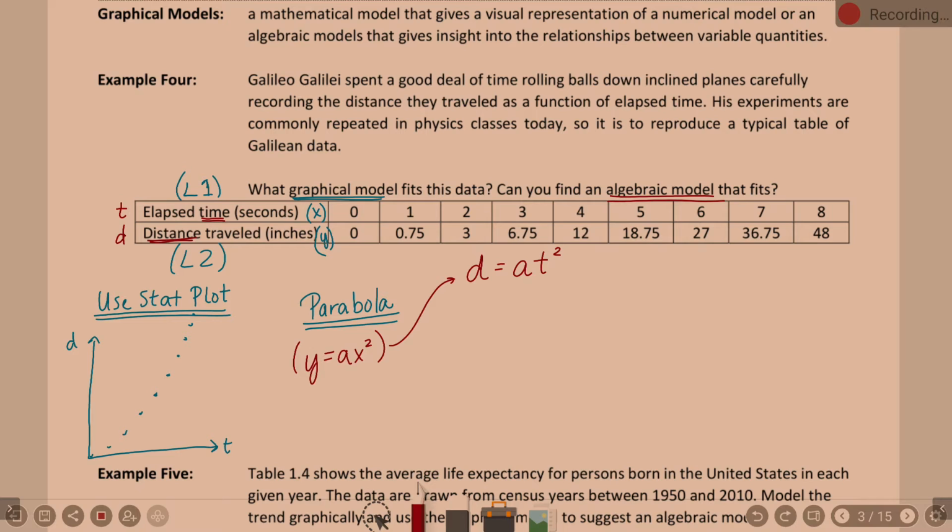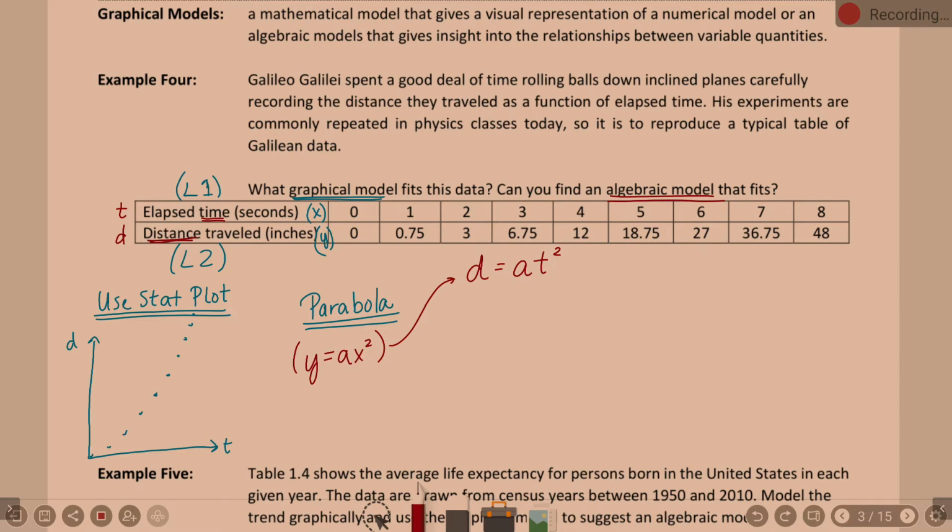Now, here's the key. I need to know what a is. I need to know that a is my, if I throw out some algebra words from you, stretch or compression. Those are coming up in this chapter. Those words are coming back. Okay? A is my stretch or compression. I need to know what that a value is. Thoughts of how I could find that a value? Plug in an ordered pair.